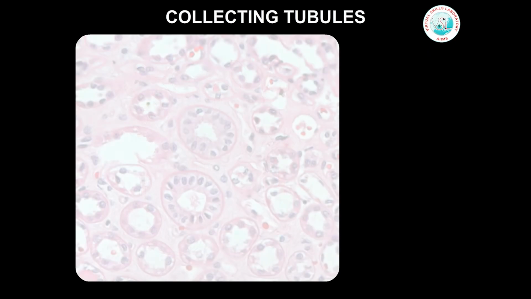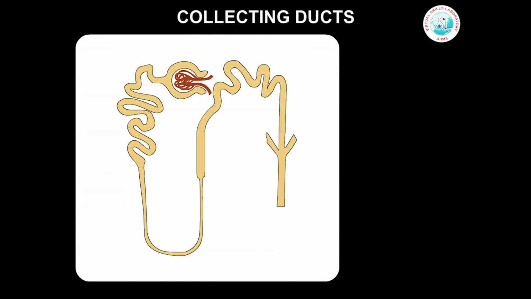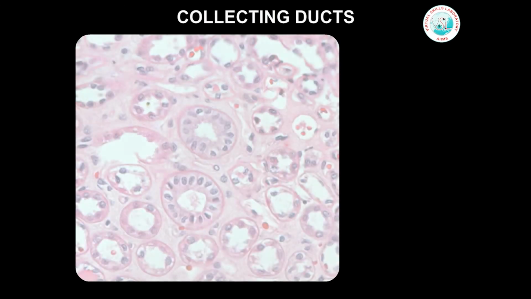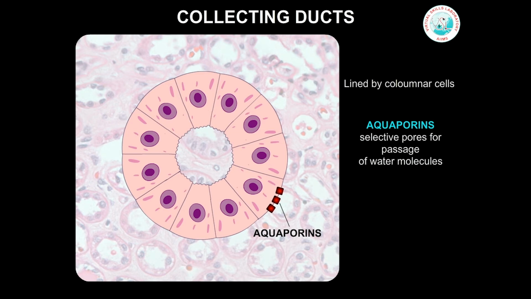The collecting tubules are lined by cuboidal epithelium, which are called principal cells. Scattered among the principal cells are darker staining intercalated cells that have more abundant mitochondria, which help regulate the acid-base balance by secreting hydrogen ions and absorbing bicarbonate ions. Collecting ducts are major component of urine concentrating mechanism. They are lined by columnar cells that are rich in aquaporins, which act as selective pores for passage of water molecules.